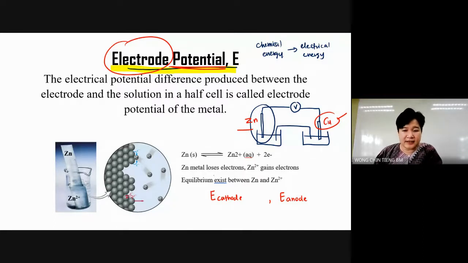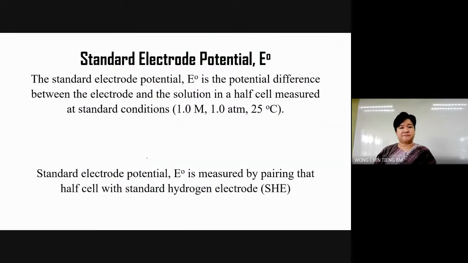Okay, that electrode potential energy actually depends on how fast or how easy your metal can become ion, or your ion can become the metal. Okay, that is how we measure the potential energy. Okay, tak ada apa kat situ. Yang ni, what makes it different from here to the other slide? E juga, electrode potential juga. Apa beza dia? Standard. Remember your chapter 2?